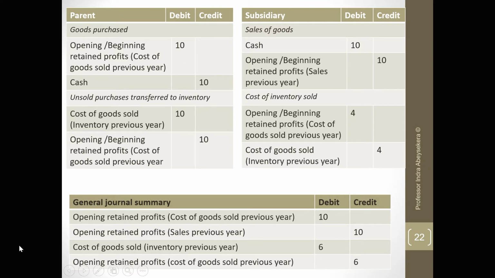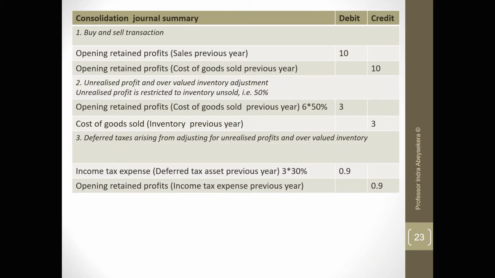We're saying that these are invalid transactions that have to be reversed and eliminated. The first one is debit and credit opening retained profits 10 and 10. So effectively we don't need to write that transaction, because it's debiting and crediting opening retained profits for the same amount. But for the second one, we debit opening retained profits for the cost of goods sold for the unrealized profit, so 3. And to decrease the overvaluation, we credit cost of goods sold, because inventory has now become cost of goods sold, credit 3.